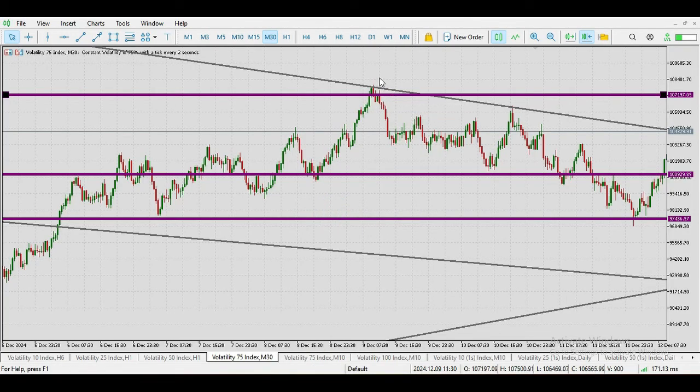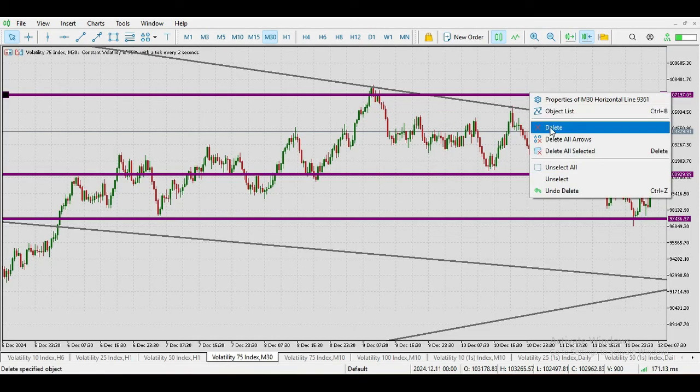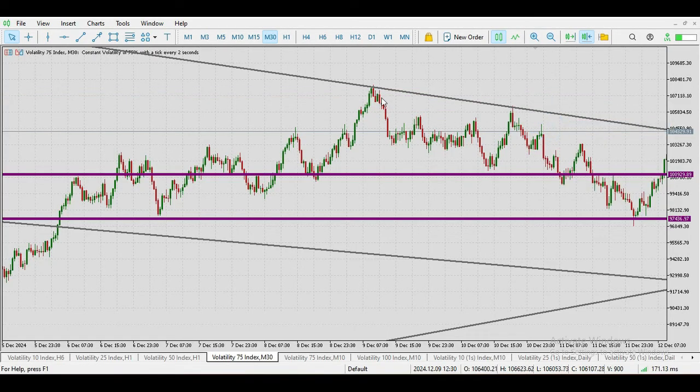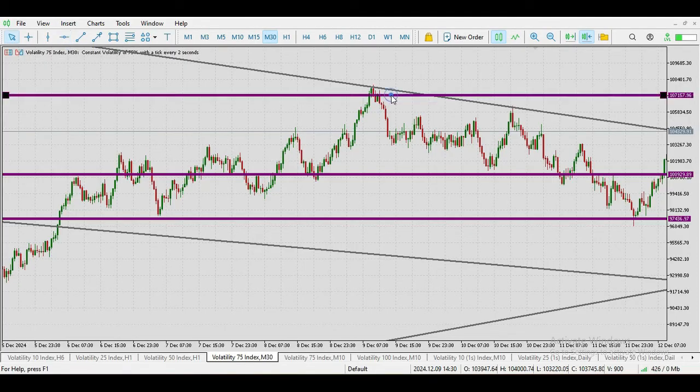Now, 2 boxes. You can see, if I take out this horizontal line, this is line 1, this is line 2, and this is line 3. So if I am taking a sell, I'm making sure that it is here on line 1. Then line 2 and line 3 will be where I will be counting from.